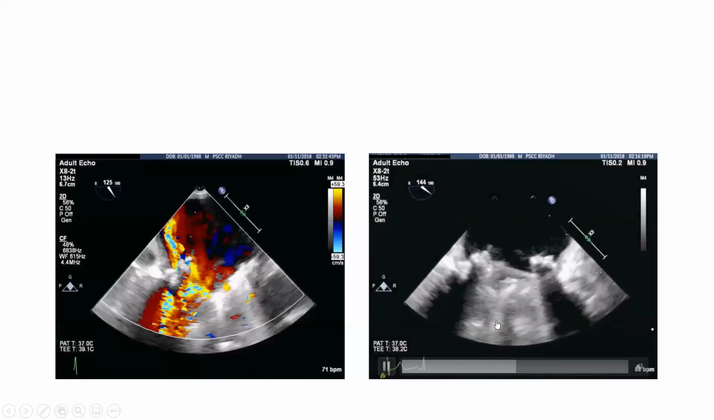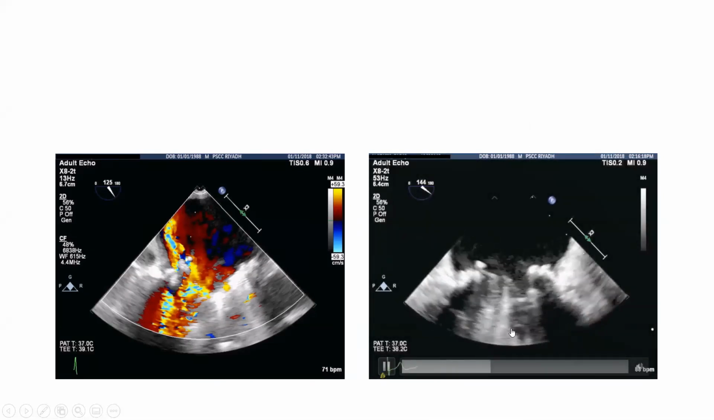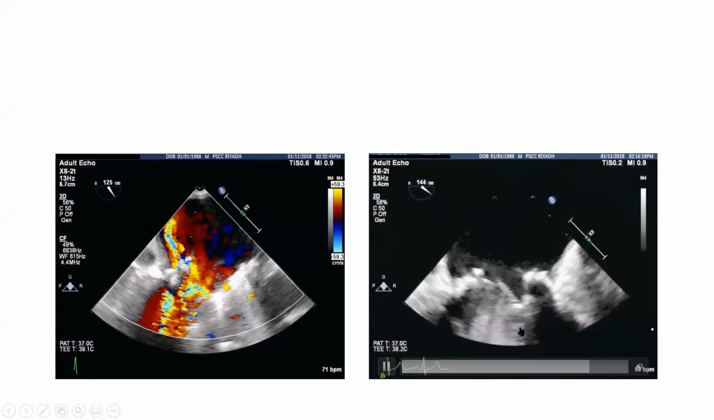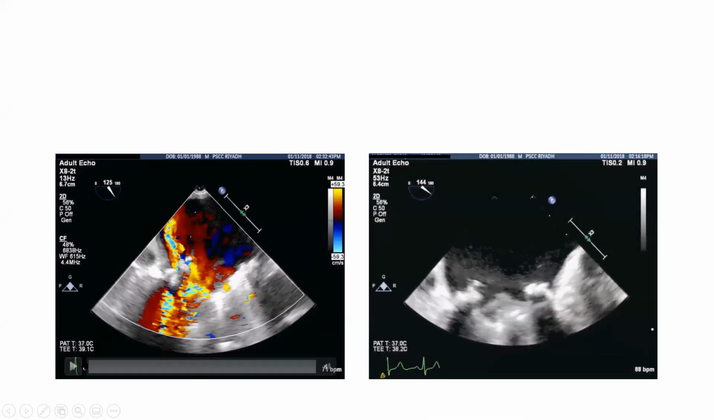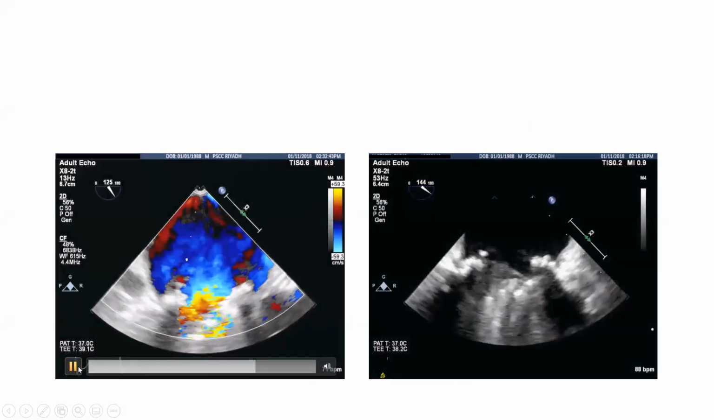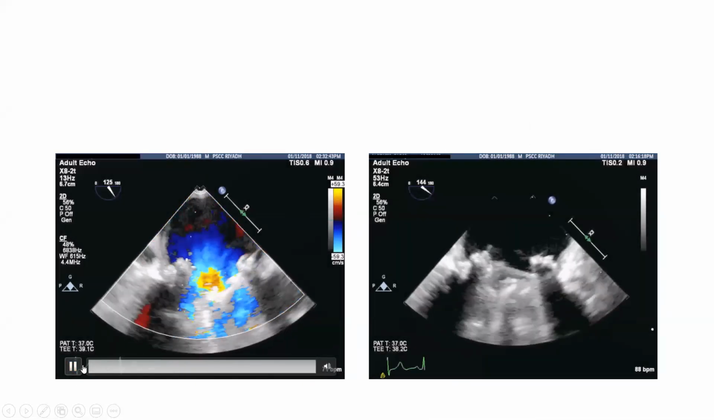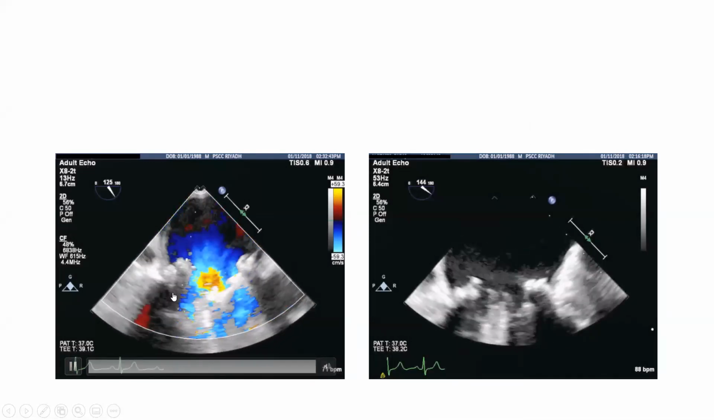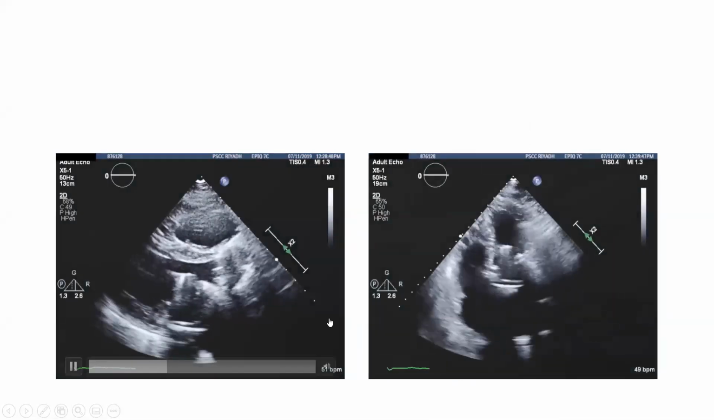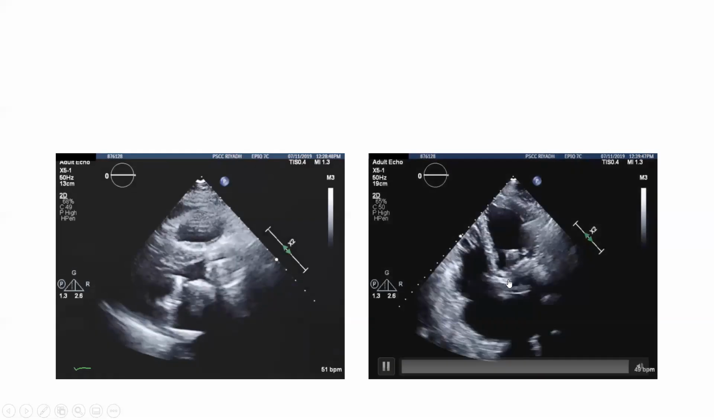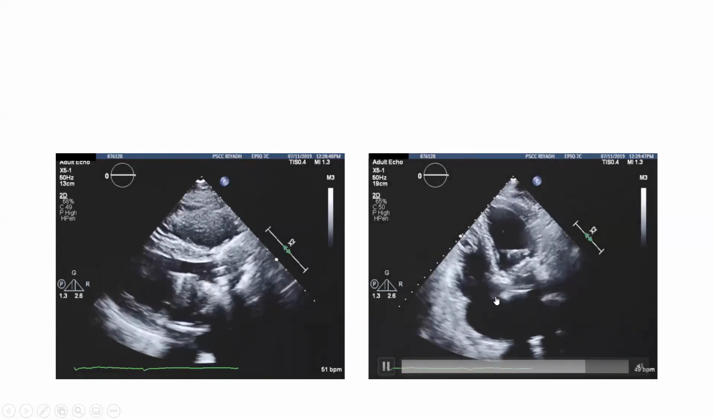Okay, this is mechanical or tissue? Very quick. Mechanical, yes, because there is a shadowing here. There's a shadowing, so it is definitely mechanical. And what is the pathology? Again, paravalvular leak, severe paravalvular leak. Excellent.